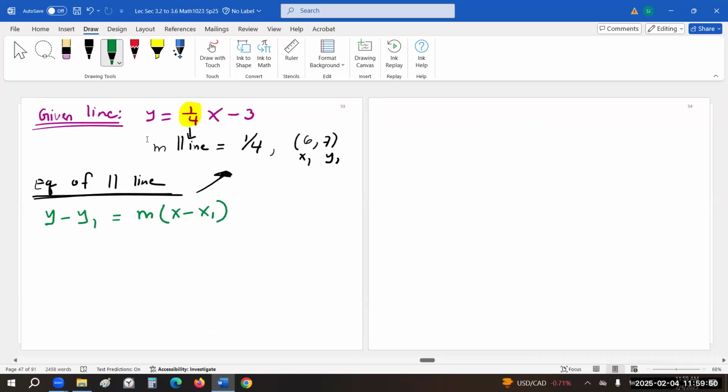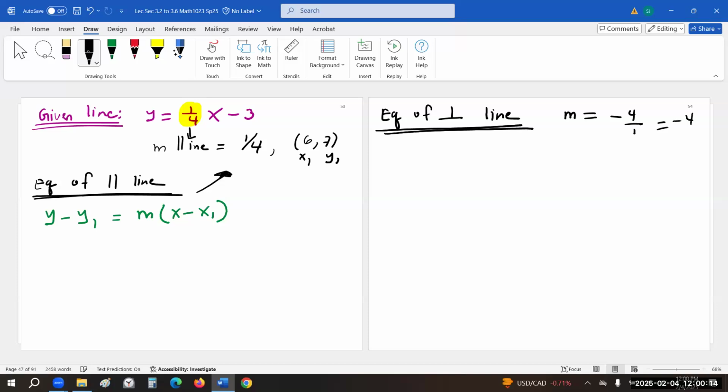Once you're done with this, find the equation of the perpendicular line. So perpendicular line will have what slope? What will be the slope of the perpendicular line? -4/1, which is simply -4, the whole number. And we still have the same x1, y1, 6, 7. So you're going to do the exact same thing. Just our slope is different.